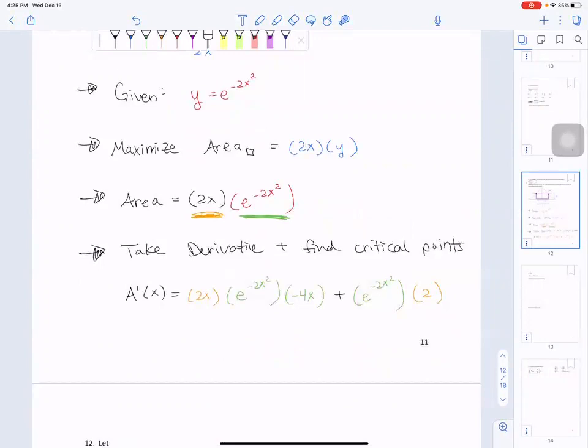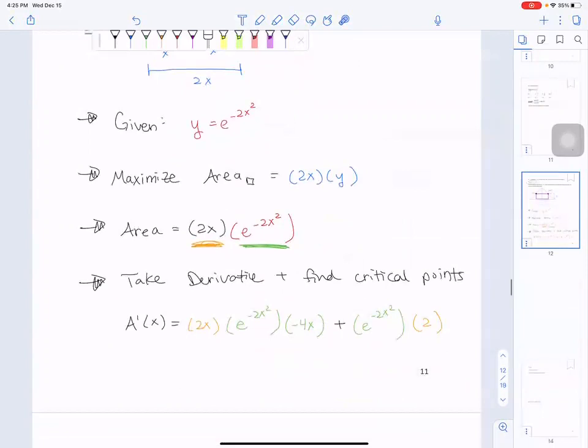Okay, but now how do we find critical points? We want to set this equal to 0, right? How do we do that? Remember a while ago, I said notice you see an e to the thing and e to the thing here. We want to factor it so that we have something times something equals 0. That makes it easier on us. So let's factor that e to the negative 2x squared out. We're left with negative 8x squared plus, but all that's left here is 2.